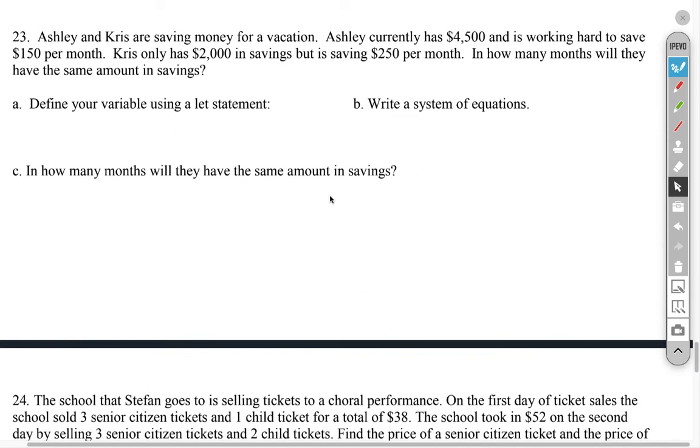All right, number 23. Ashley and Chris are saving money for a vacation. Ashley currently has $4,500 and is working hard to save $150 per month. Chris only has $2,000 in savings, but is saving $250 per month. And how many months will they have the same amount in savings? So when the question asks you anything about when it will be the same, that's a key factor that we're going to use equal values.